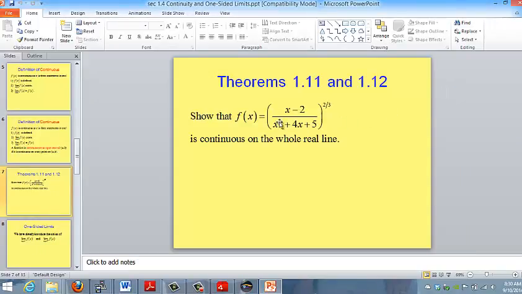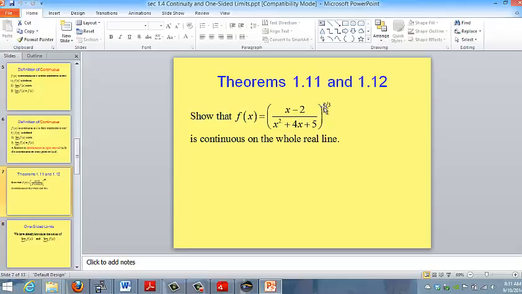It would be really cool if the limit of something raised to the 2/3 power is equal to something raised to the 2/3 power, that limit can go inside. The limit of the power is the power of the limits. And guess what? It's true. They can prove that too.